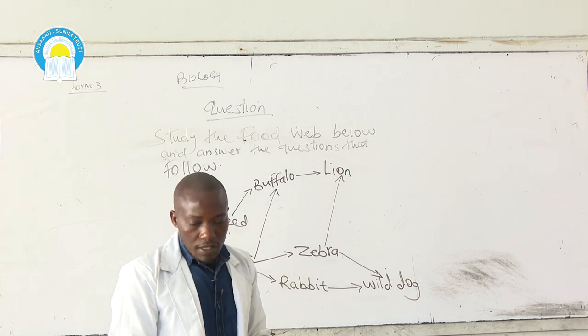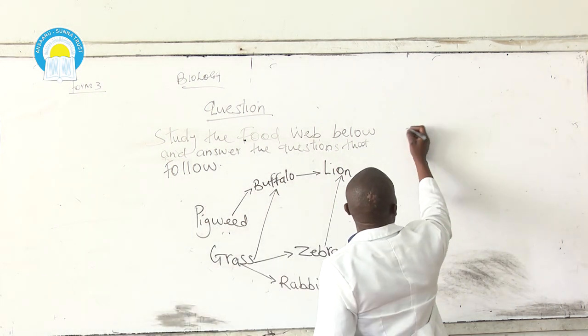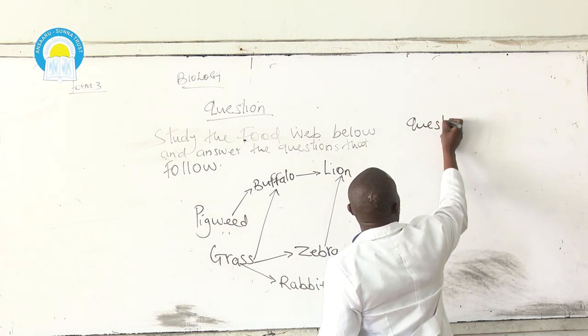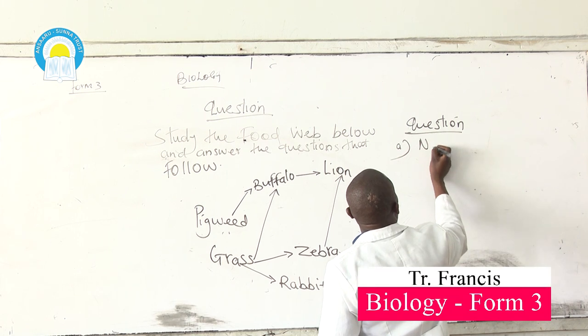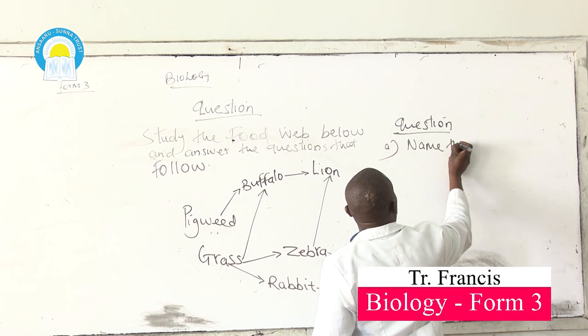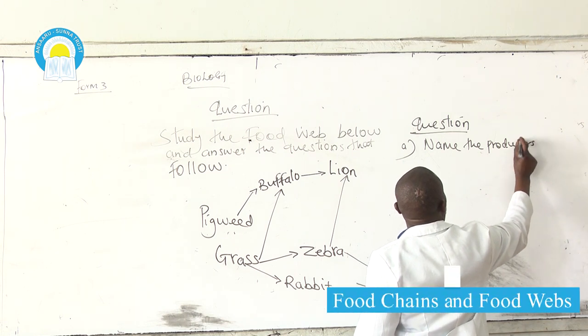So the questions are this. We're going to discuss the questions together. The question is A, name the producers.